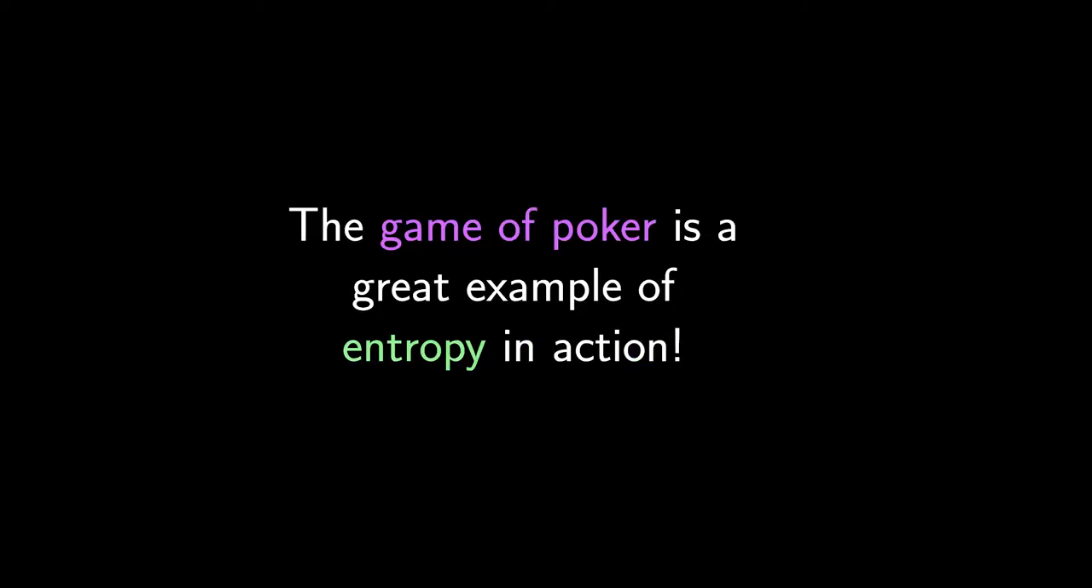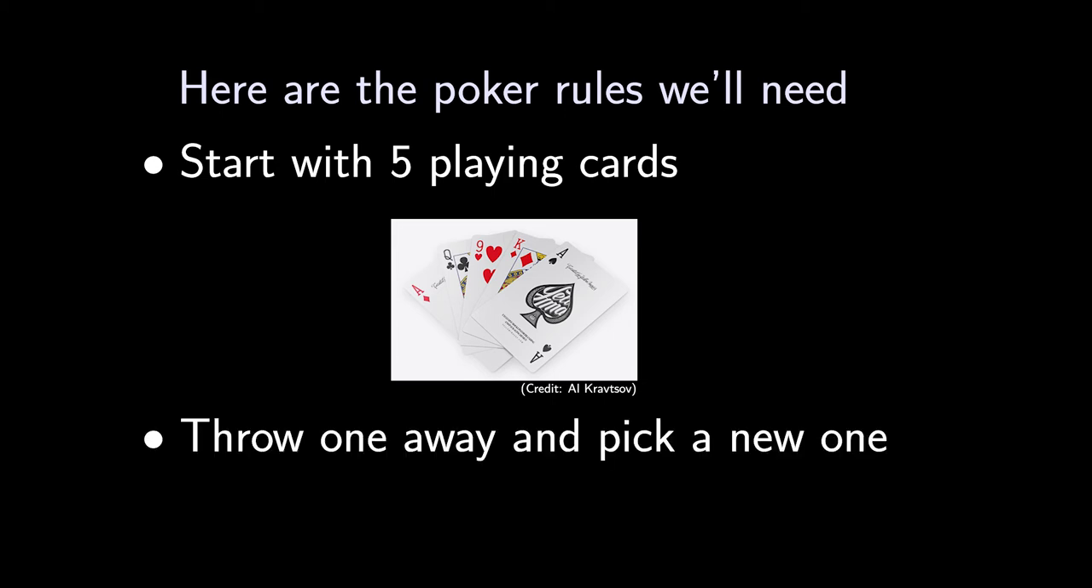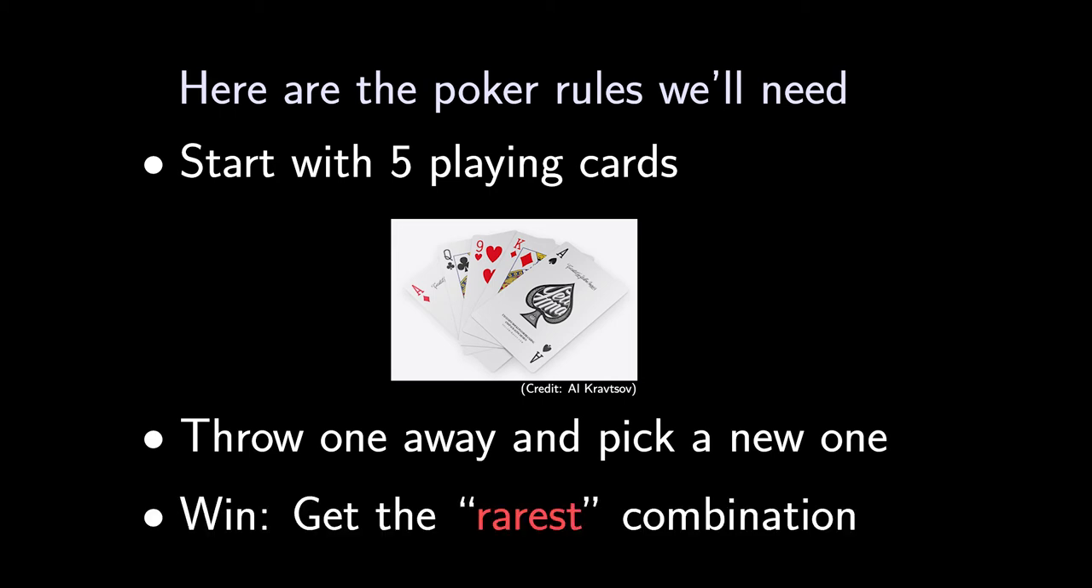The game of poker is a great example of entropy in action. We can think of poker as applied entropy. Here are the poker rules we need in case you don't remember how to play poker or never learned it. That's okay. You start with 5 standard playing cards. That's your hand. And then when it's your turn, you throw one card away and you pick one card randomly from the deck. You win if you have the rarest combination of cards in your hand when the hand ends.